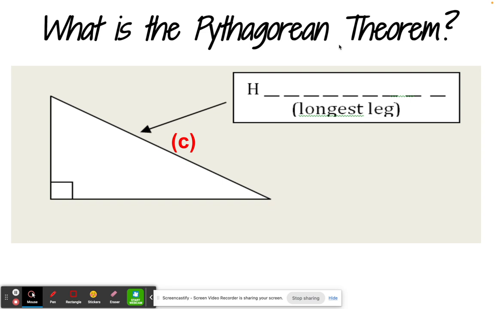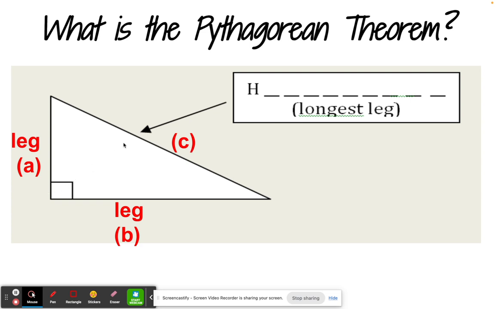On a right triangle we have our three sides. We'll call one of these leg A and one leg B. It doesn't matter which one is which. You could call this one B and this one A, or this one A and this one B. It doesn't matter. Anyway, this longest side does matter.